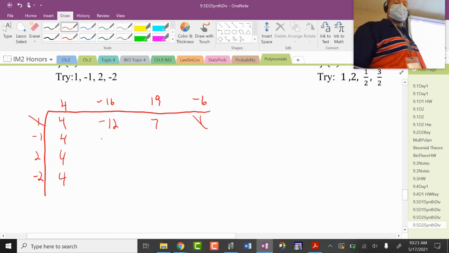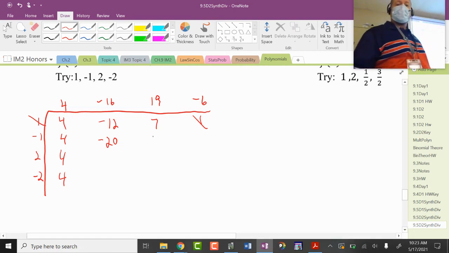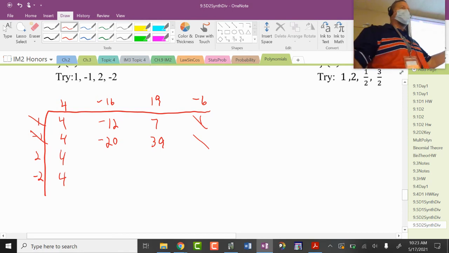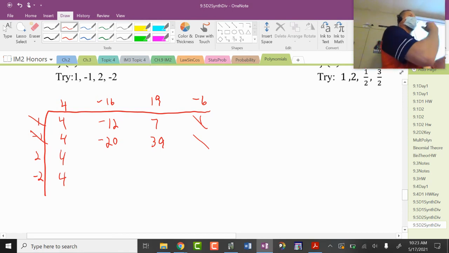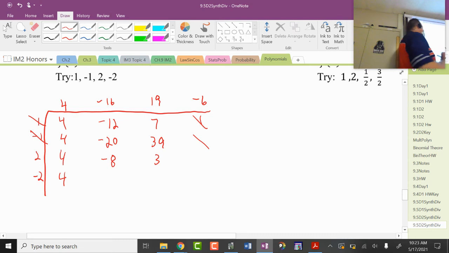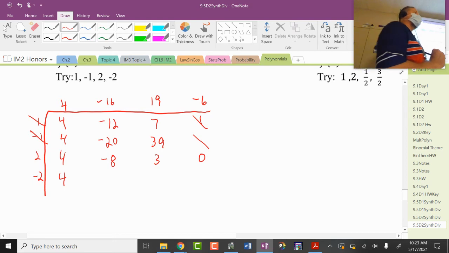What's -4 plus -16? No time, it's -20. What's -1 times -20? Holy cow, 20 plus 19 is what? Can't we just shut this one down and say this is not a 0? Right? All right, let's go to the next one because -1 times, that's -30, that's -45. It's not 0. I'm looking for zeros. All right, 2 times 4 is 8. 8 plus -16 is -8. Getting excited. 2 times -8 is -16. Plus 19 is 3. 2 times 3, boom shakalaka, is 6. 6 plus -6 is 0.